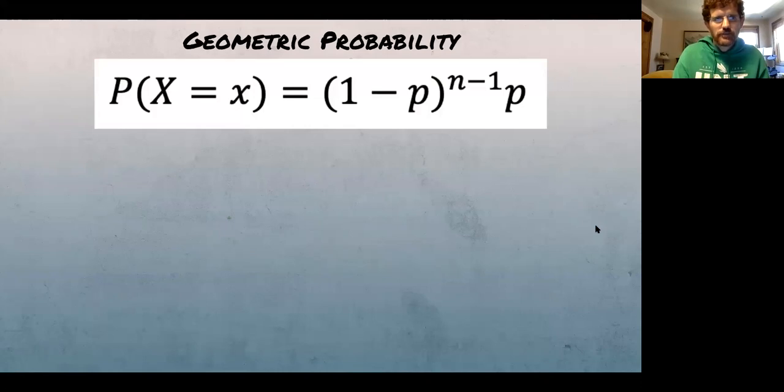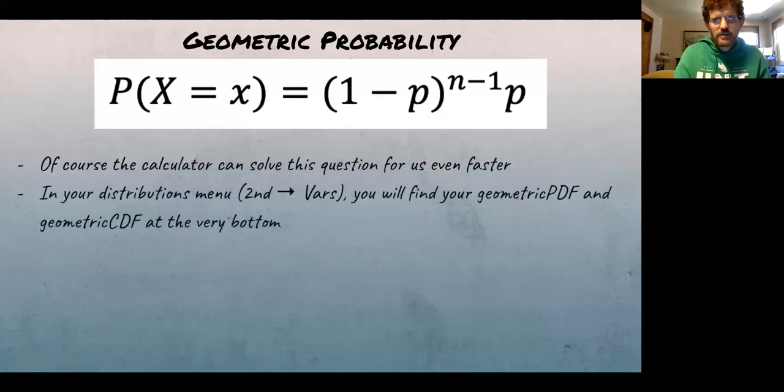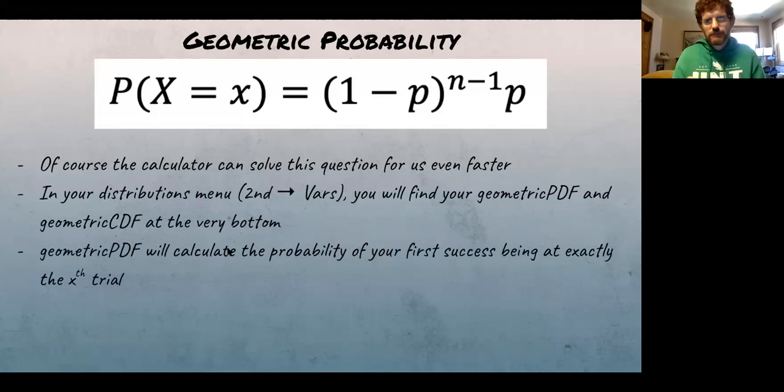All right. Now we can do this same calculation even faster. This is the geometric PDF. So this is going to give us the probability that the first success is exactly at whatever trial, the xth trial.